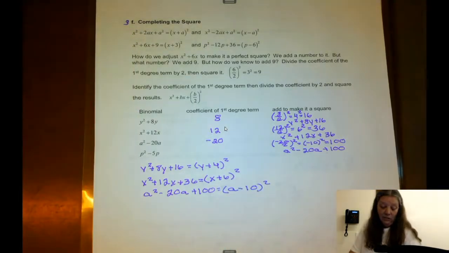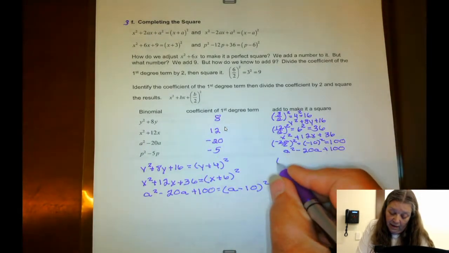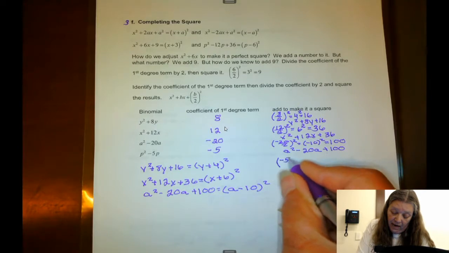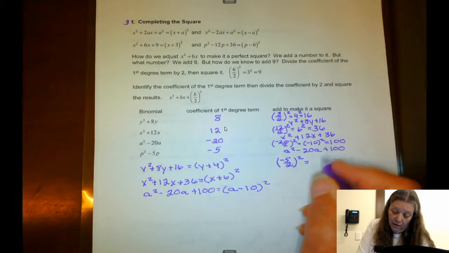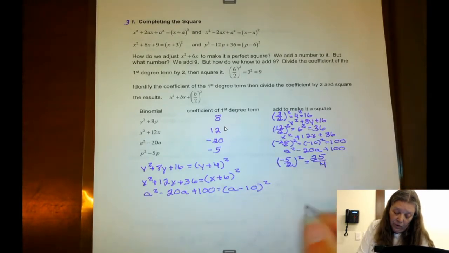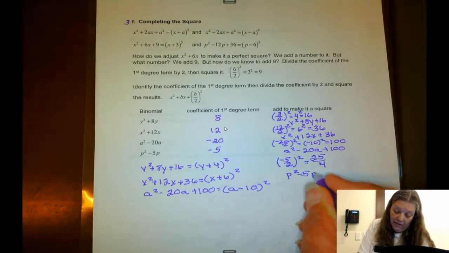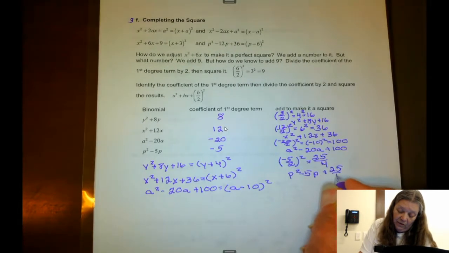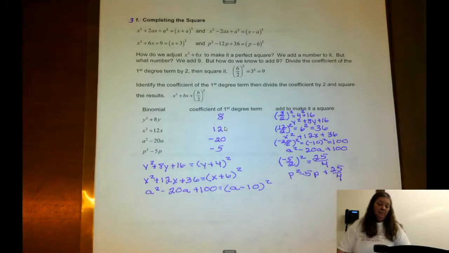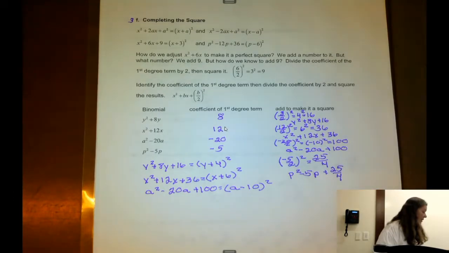Now for this last one, our middle term is negative 5. Half of negative 5 is negative 5 over 2, squared, would be 25 over 4. So it would be p squared minus 5p plus 25 over 4. So that's how you work with completing the square.